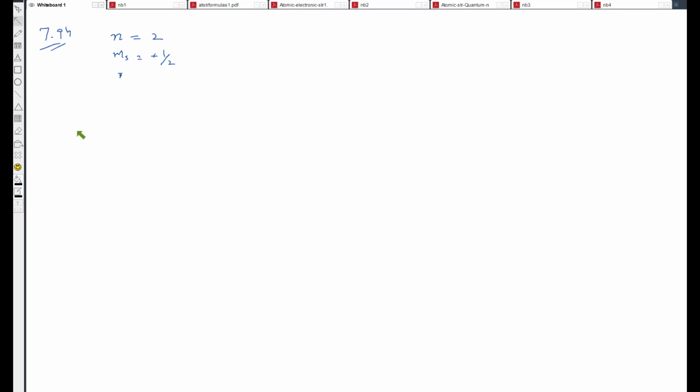Okay. First of all, tell me what is the meaning of n is equal to 2? Second shell. Right. And the second shell has either 2s or 2p, because n is equal to 2. The second shell does not have 2d. Second shell has only 2s and 2p, because we already know how many orbitals there are going to be: in this case, 2s and 2p. So 1 orbital in s and 3 orbitals in p. We do not have a d orbital in the second shell.